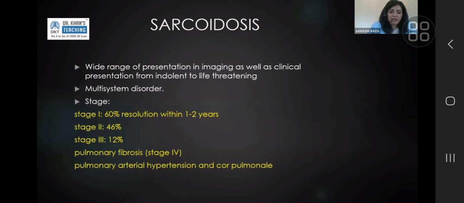It also happens to be a very big exam favorite for a lot of examiners. So it's really important to be clear on sarcoidosis because sometimes it can also mimic or raise the suspicion of underlying malignancy.